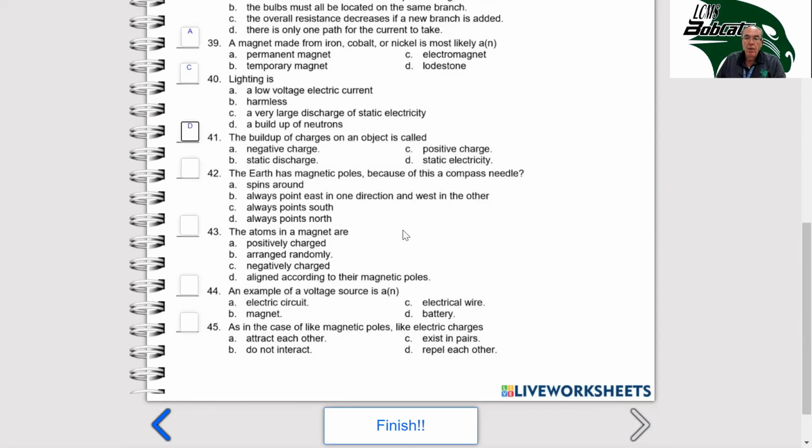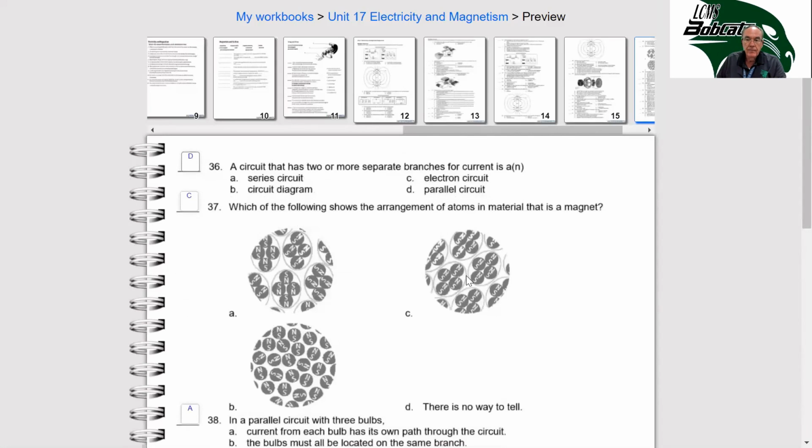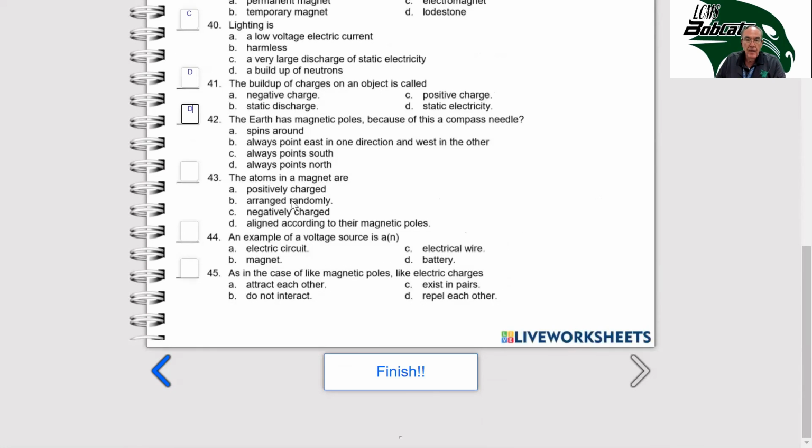The Earth has magnetic poles. Because of this, a compass needle always points north. That's D. Atoms in a magnet, like here, they're all aligned. Aligned according to their magnetic poles, D.